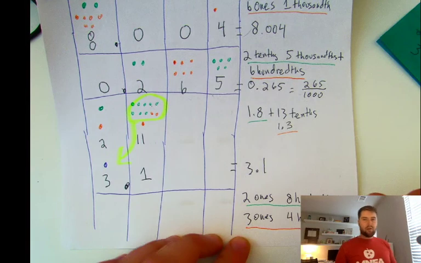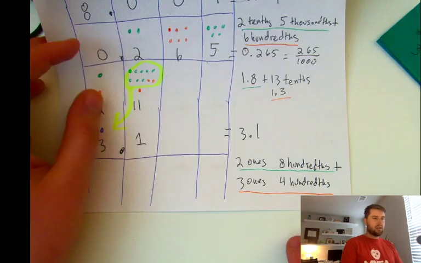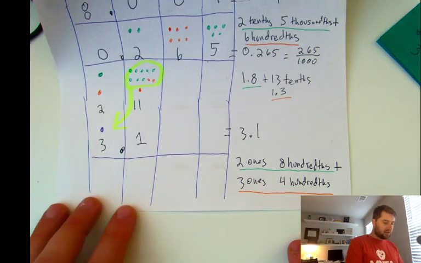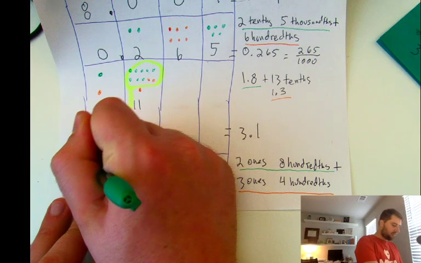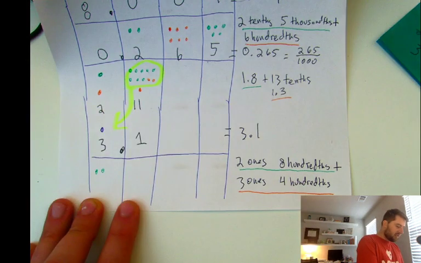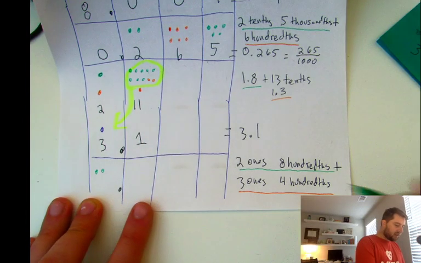So as we set forth our first number to go, our green number here that we see has 2 ones and 8/100. We'll put 2 dots in our ones place. You need our decimal place right there. 8 dots in our hundredths place.